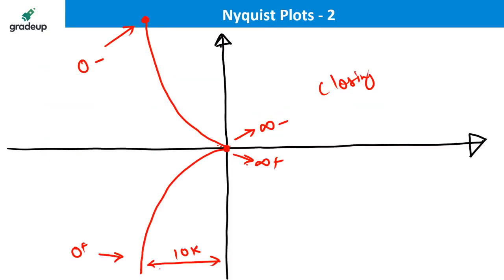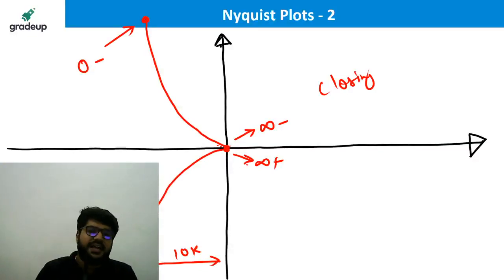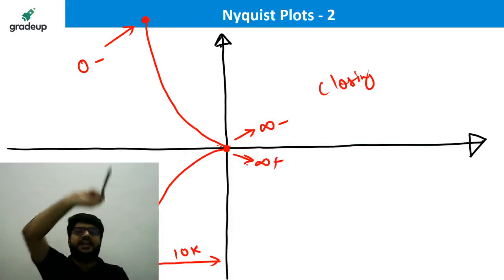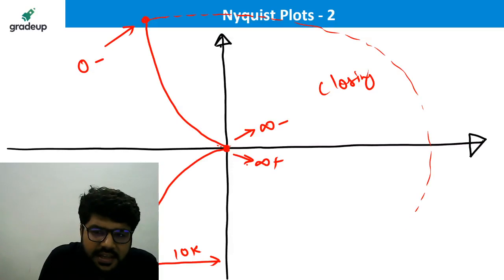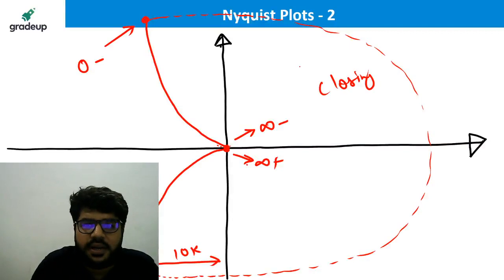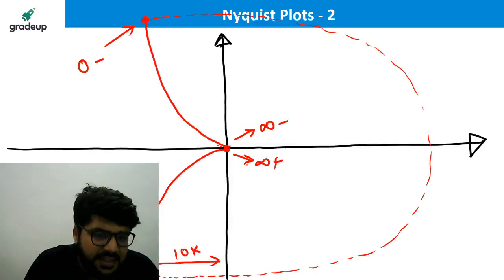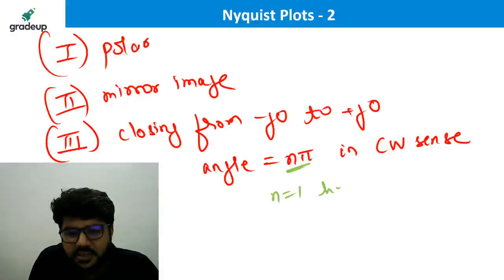So 0 minus to 0 plus. Now obviously you will observe that 0 minus is along the positive y-axis and 0 plus is along the negative y-axis. So how will you join positive y to negative y? Obviously a semicircle, a 180-degree rotation. I start from here, take a circle of infinite radius and join it to the 0 plus point. This is the joining from 0 minus to 0 plus. After completing the joining, n pi, n is equal to 1 for this question.